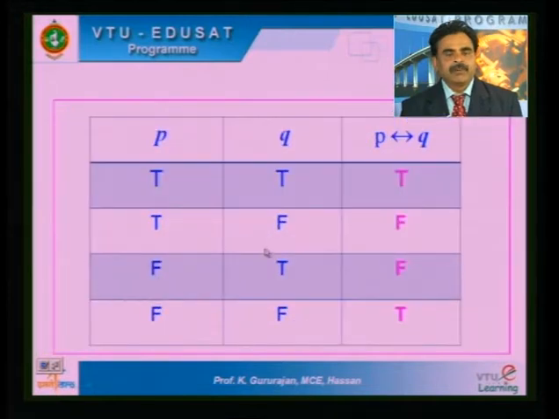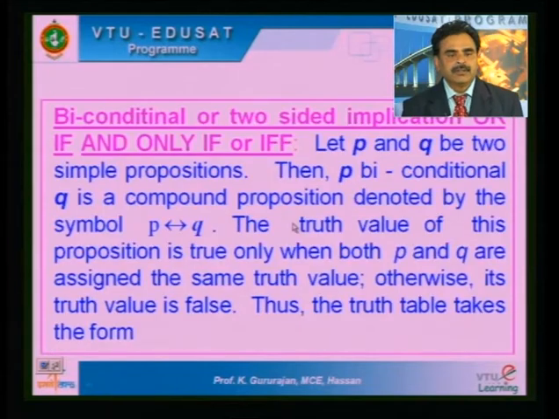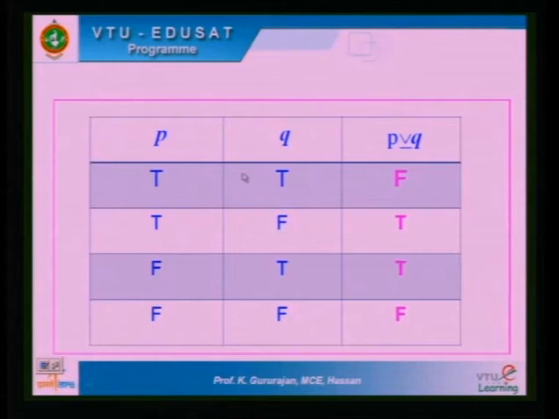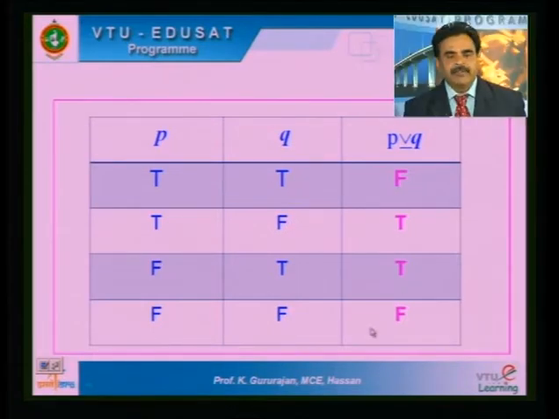Okay. The truth table for this is, you see, T T means F. T F means T. F T means T. F F means F. That is, when P is true, Q is false, P exclusive or Q will assume the truth value T. Similarly, when P is false, Q is true, then it will assume the truth value T. For the other two, the truth value of P exclusive or Q is false. Understood?